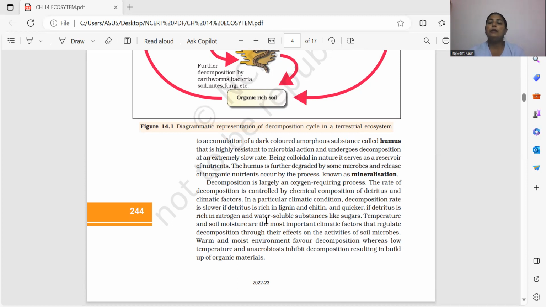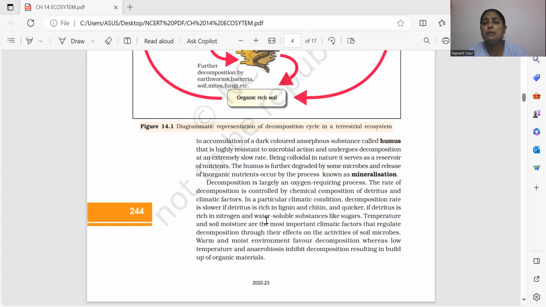Now, children, the important thing regarding decomposition is that it is an oxygen requiring process, meaning it always takes place in the presence of oxygen. The rate of decomposition depends upon a few important features. First is what kind of chemicals are present in the detritus. And second is what the climatic factors of that particular habitat are. So climatic conditions decide the decomposition rate of the detritus.